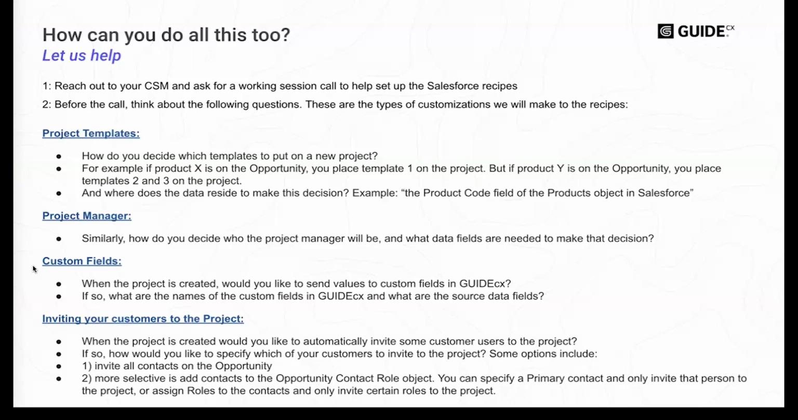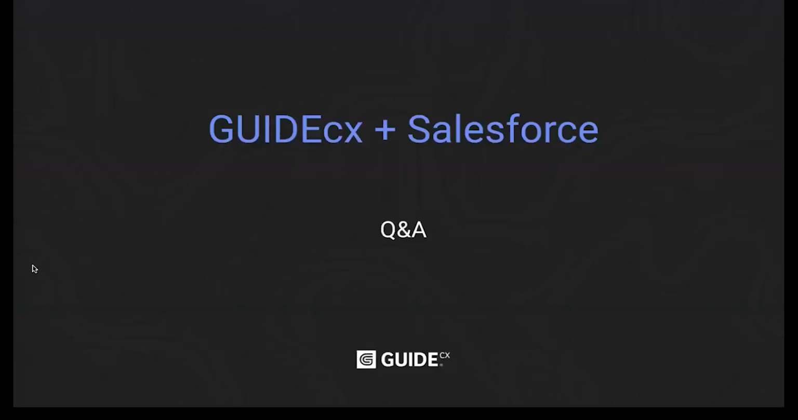And then we get on the call and we share our screen. We walk through step by step, configuring the recipe while asking you these questions. And then we run a test and see that it creates a project and does everything like I showed in the demo. When the test is successful, we turn it on and you're live. So that's basically the process at a high level. So at this point, we'll just do any Q&A you have.